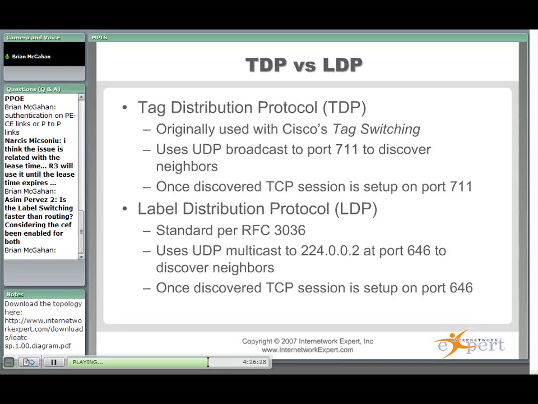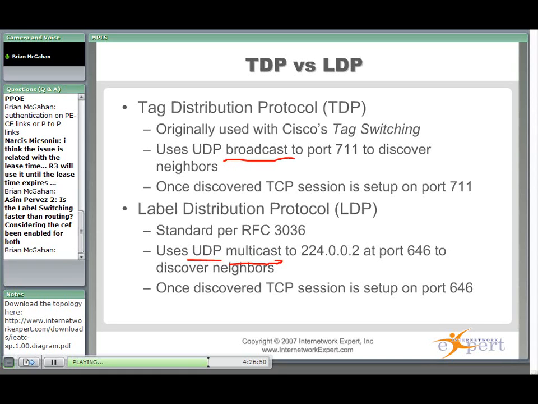Okay, now the difference between TDP and LDP: they basically perform the same goal, which is taking an IGP route and advertising an MPLS label for it. The difference is that TDP is Cisco proprietary, LDP is the open standard. And they also use different port numbers and transport addresses.